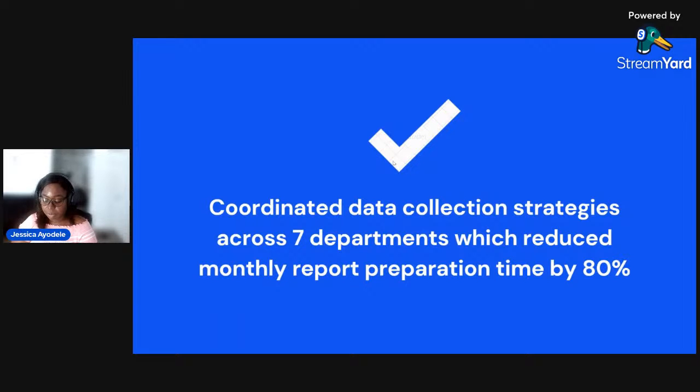And so a better statement, like I've put here, what you can say better to make that statement obviously stand out is something like this: coordinated data collection strategies across 7 departments, which reduced the monthly report preparation time by 80%, right? Now this might seem like a lot, but me seeing this, it's passing a message that you took the initiative to do something in your company, right?